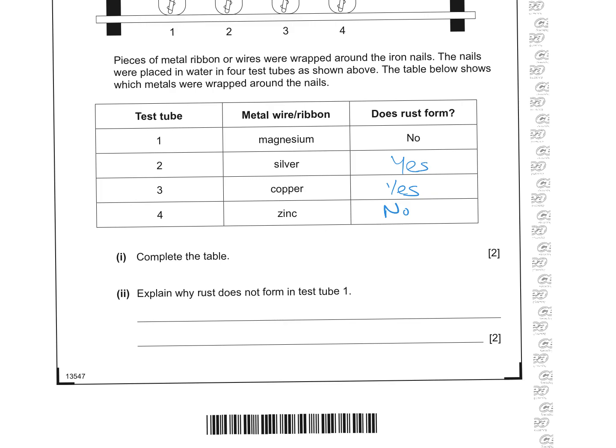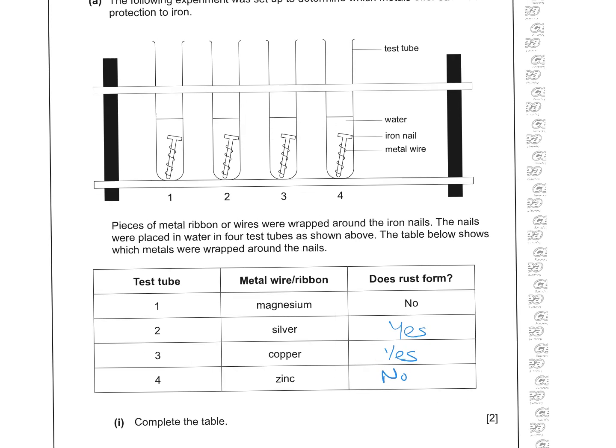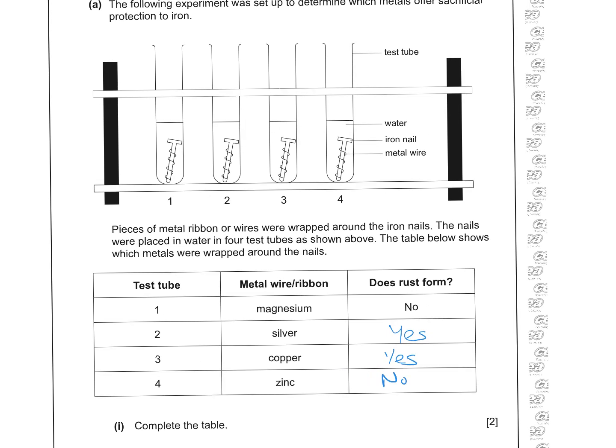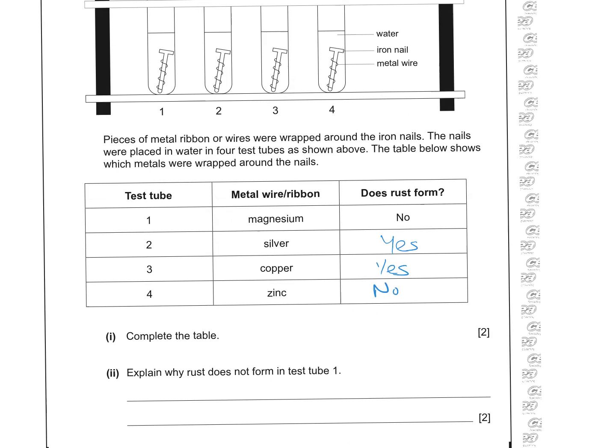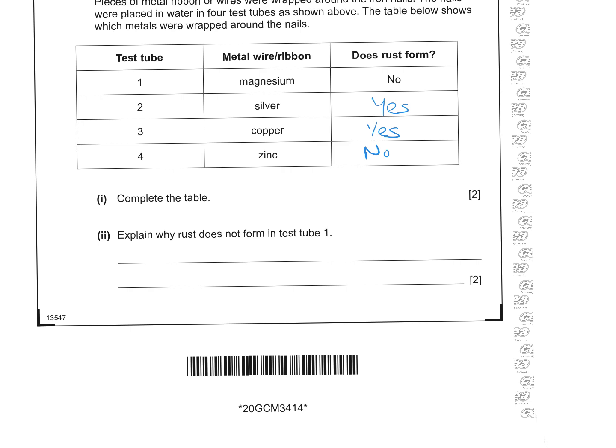Now explain why rust does not form in test 1. Well, in test 1 you can see that magnesium is wrapped around the iron nail, and magnesium is more reactive than the iron. Therefore the magnesium reacts first. It's similar to the zinc situation. Of course, this method of preventing rusting is known as sacrificial protection.